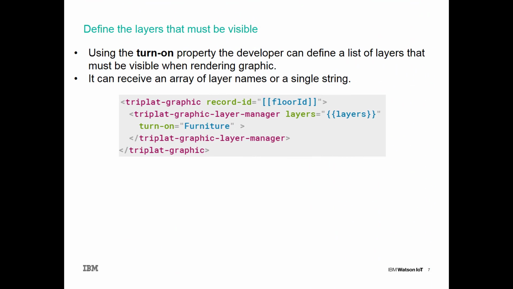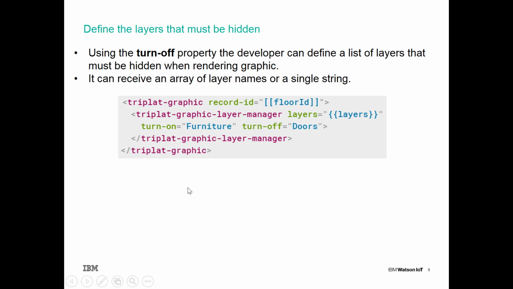If the developer wants to preset the layers that must be visible or that must be hidden in the graphic, he can use the turn on and turn off properties. The turn on property allows the developer to define a list of layers that will be visible when rendering the graphic. In this example, the turn on property is set to furniture. So the furniture layer will be visible when rendering the graphic.